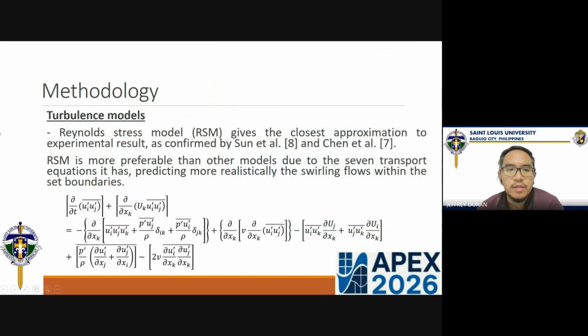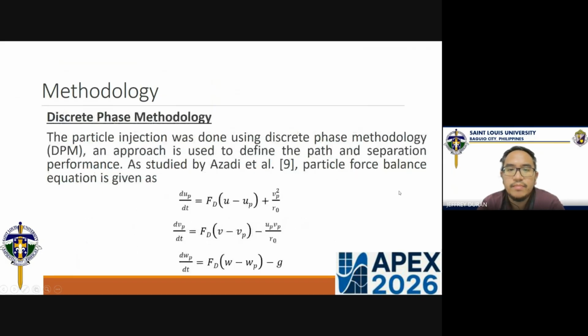For the turbulence model, we have opted to make use of the Reynolds stress model for the reason that the Reynolds stress model actually has a more robust design and usage. So RSM is more preferable than other models due to its 7 transport equations as presented here below. It also predicts more realistically the swirling flows within the set boundaries.